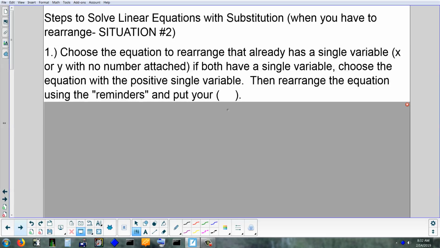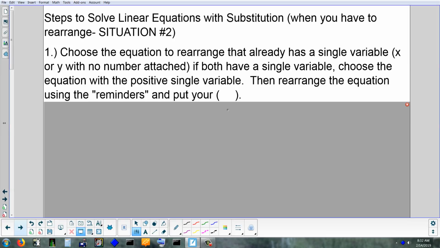So like we said, when you look at the system, neither equation has a variable that's isolated. So you don't have a y equals something or an x equals something. So that's when you have situation 2. That means you're going to have to rearrange. All right? So you're going to choose the equation to rearrange that already has a single variable, an x or a y, with no number attached. Now, you may run into a situation where in both equations, they both have a single variable. So if they both have a single variable, choose the equation with the positive single variable.